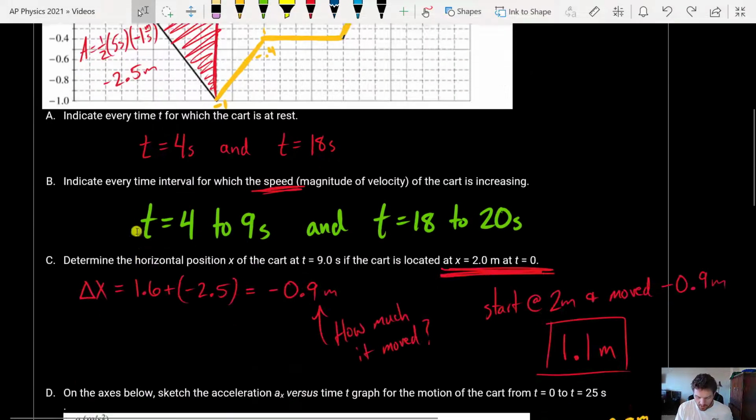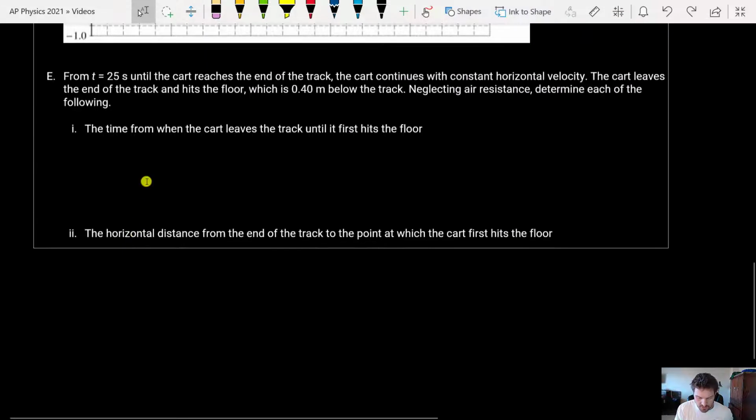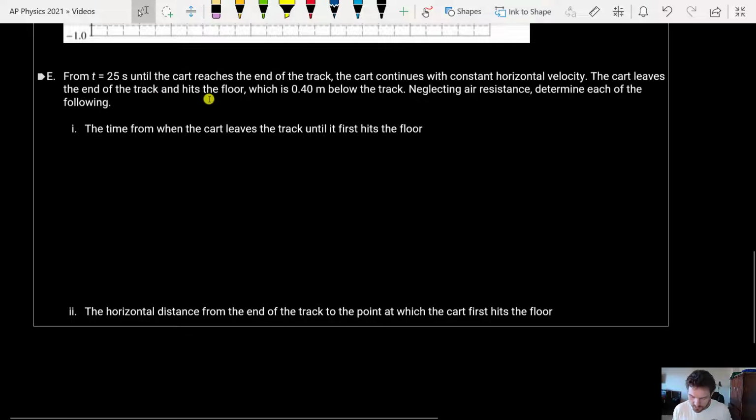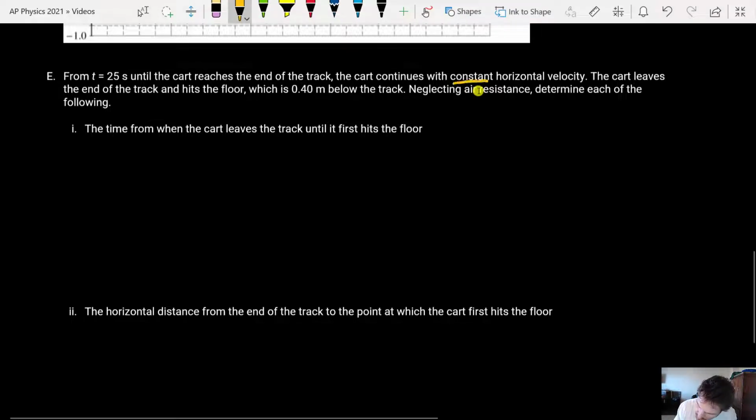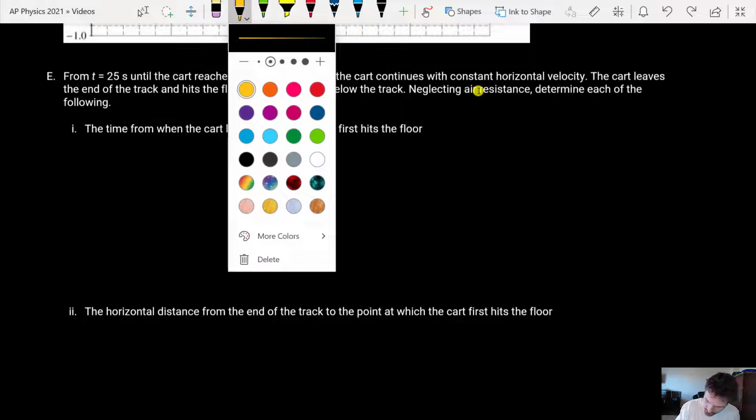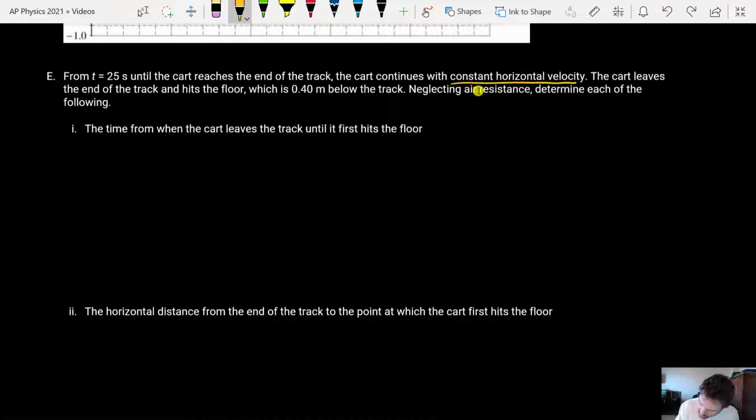Okay. So moving on to E, we have a projectile type problem from t equals 25 seconds until the cart reaches the end of the track. The cart continues with a constant horizontal velocity. Let's make it red again. Actually, let's go yellow again. We like yellow. Constant horizontal velocity. The cart leaves the end of the track and hits the floor, which is 0.4 meters below the track. Determine each of the following.